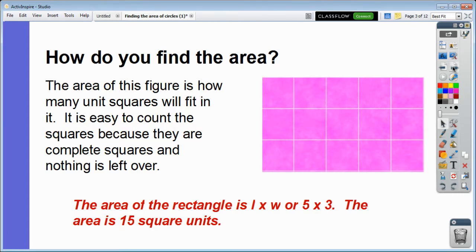The area of this figure is how many unit squares will fit in it. It is easy to count the squares because they are complete squares and nothing is left over. The area of the rectangle is length times width, or 5 times 3. The area is 15 square units.